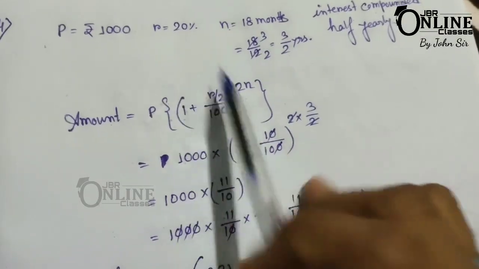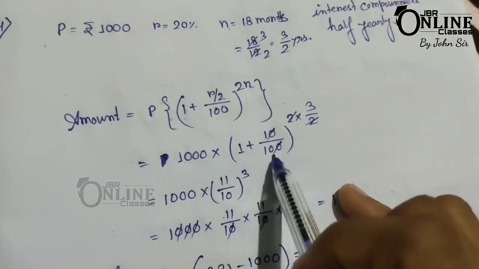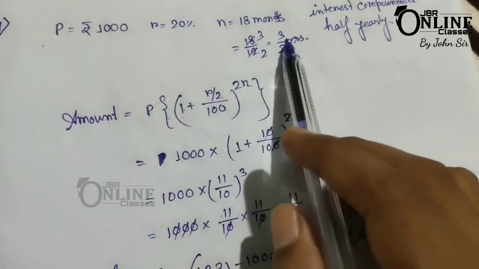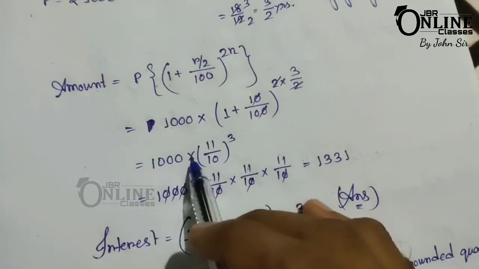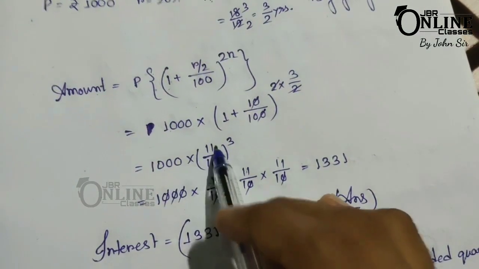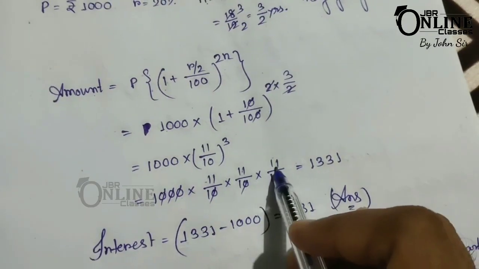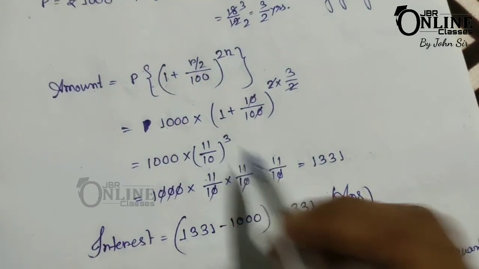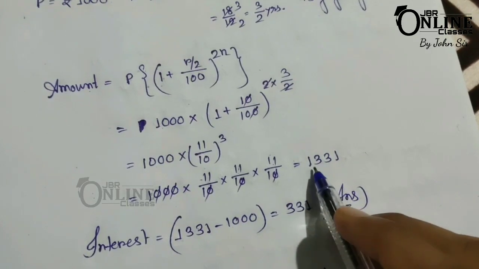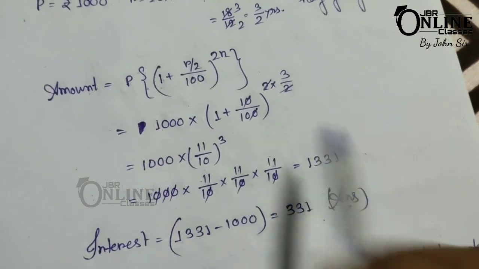So here P means 1000, 1 plus R by 2. As R equals 20%, R by 2 equals 10, so 10 by 100, and 2 into N, N equals 3 by 2. So here 1000 into 11 by 10 whole cube. So write down 11 by 10 three times as 11 by 10 whole cube. Finally you will get 1331 as the amount.